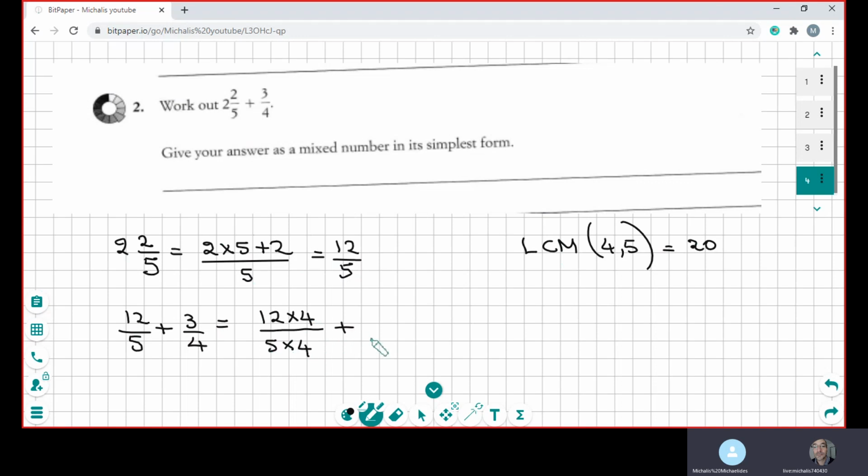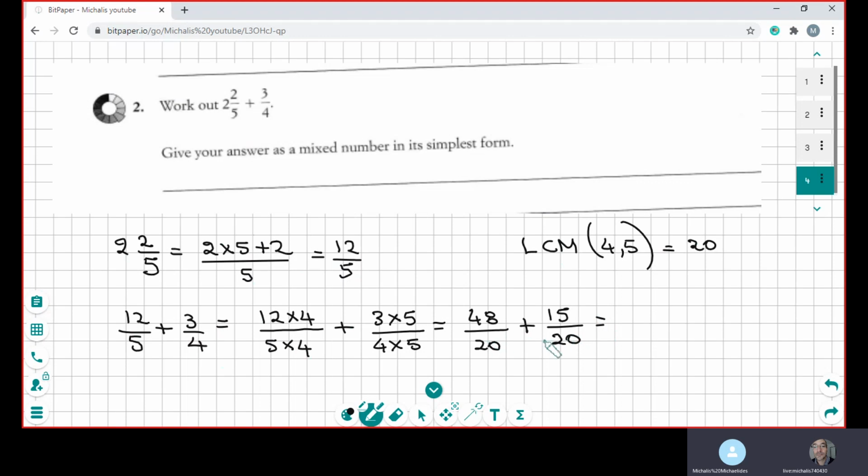And then I also need to change the second fraction into a 20 denominator. So in this case, I need to times by 5. So I do 3 times 5. These are equivalent fractions. And if you see, both now have the same denominators. 12 times 4 is 48, divided by 20, plus 15 over 20.